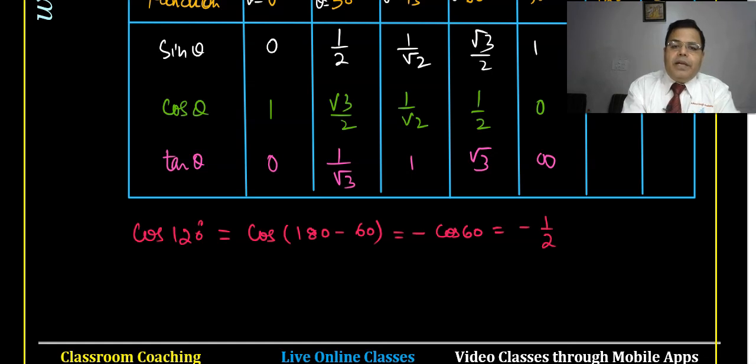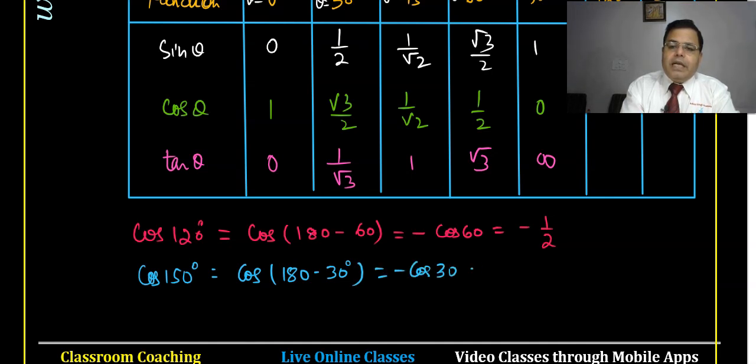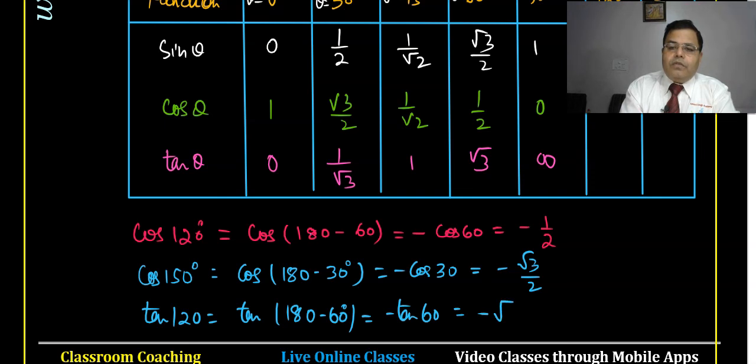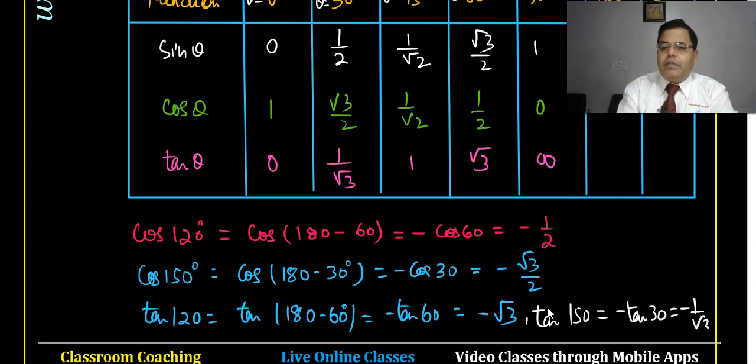This can also be calculated by using 90 plus 30. Then you can write minus sine 30, and minus sine 30 is also minus 1 by 2. Similarly, cos 150 is equal to what? Cos of 180 minus 30, that will be minus cos 30, and that is minus root 3 by 2. Similarly, tan 120 is nothing else but tan of 180 minus 60, that is minus tan 60, which is minus root 3. Similarly, you can calculate tan 150 degree, which is tan of 180 minus 30, that is minus tan 30, equal to minus 1 by root 3.